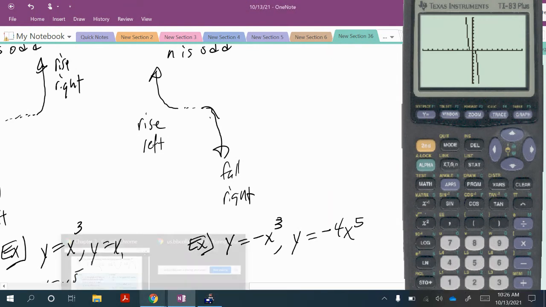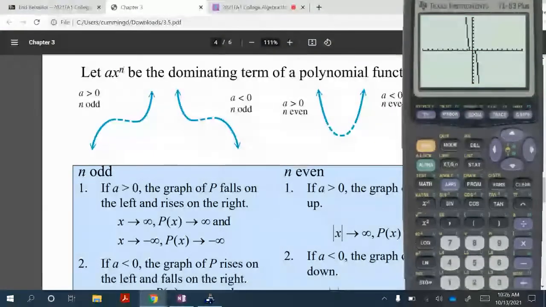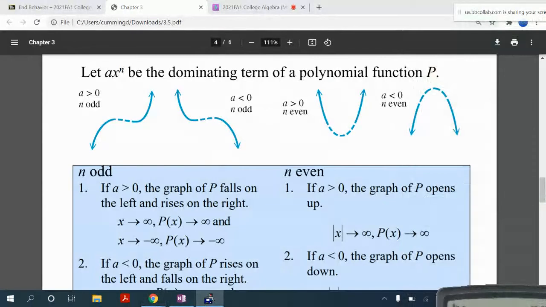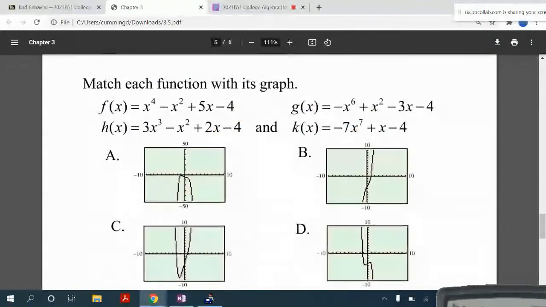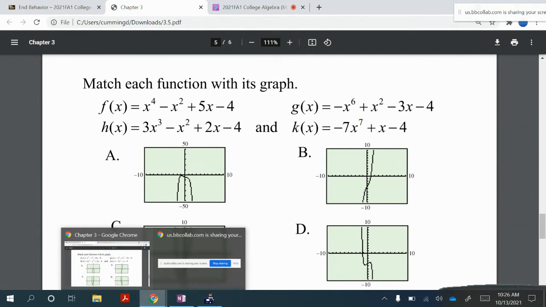All right, so let's take a look at the questions. Okay, here we're going to match the graph with its functions. I'm going to pause the video here. I'll give you 5 minutes or so to work out the solutions, and we'll return and take a look at the solution together.